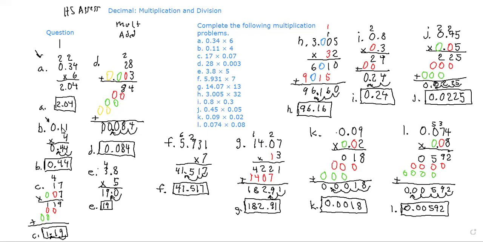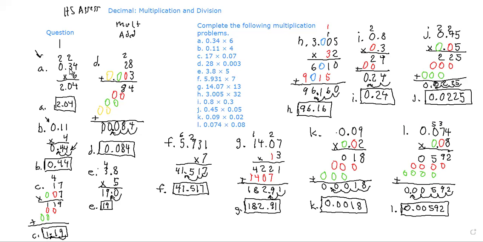Now we must count the number of decimal places total. So for 0.11, there are 2 decimal places, 1, 2. So we're going to go ahead and move our decimal 2 places over from the rightmost number in our answer. The rightmost number is 4, so we're going to go over 2 places to the left. We'll start here. We're going to go 1, 2. So our decimal lands here. So our answer is going to be 0.44.